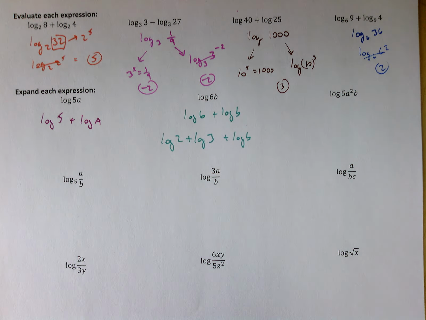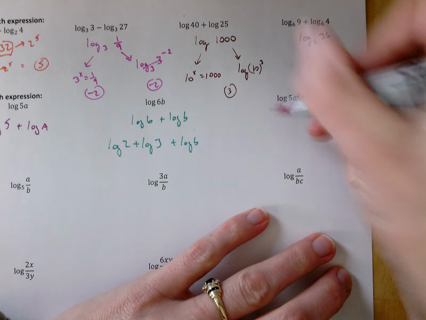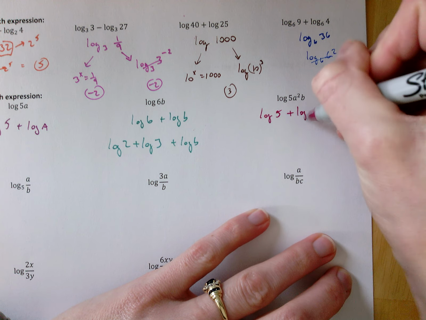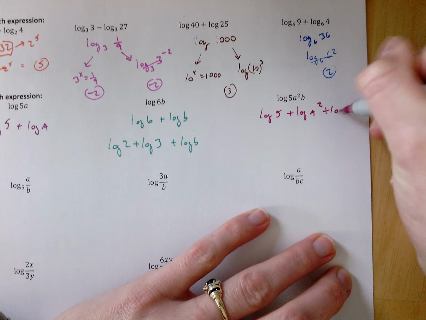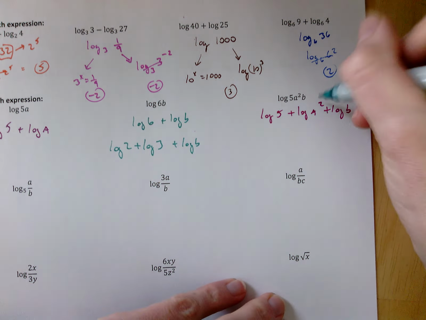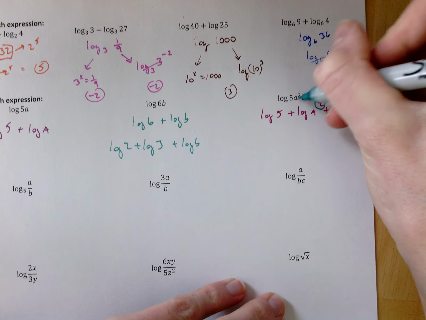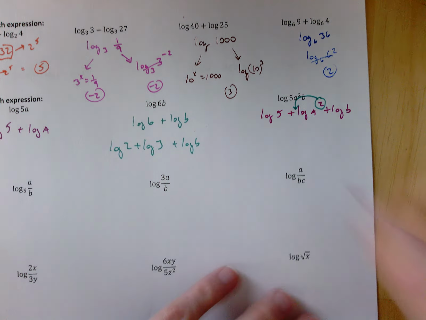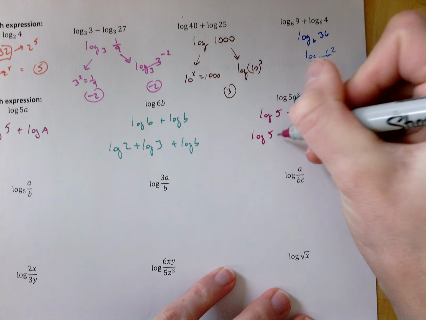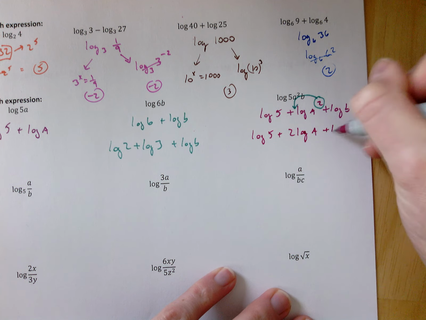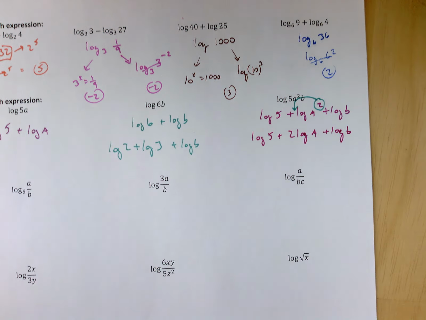All right, this next guy, so this one I can break into log of 5 plus log of a squared plus log of b, because those are all multiplied together. But then I can also use the rule that says I can pop this down in the front, right? And then this becomes log of 5 plus 2 log of a plus log of b.